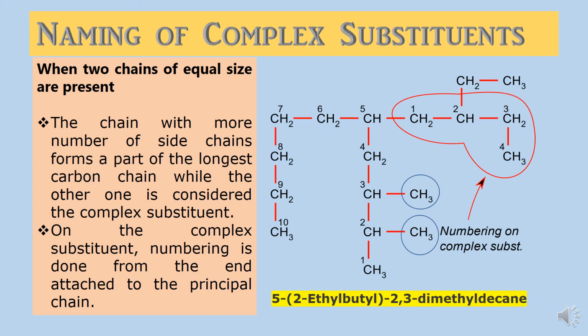As I told you, 1 is to be given to the carbon which is directly attached at the 5th position. Later on we can extend the chain in any direction, and the name of this complex substituent would be 2-ethyl butyl, at the 5th position, and 2 methyl groups are present there, so we need to write the name in alphabetical order. So ethyl butyl comes prior to methyl, hence the name would be 5,2-ethyl butyl 2,3-dimethyl decane.